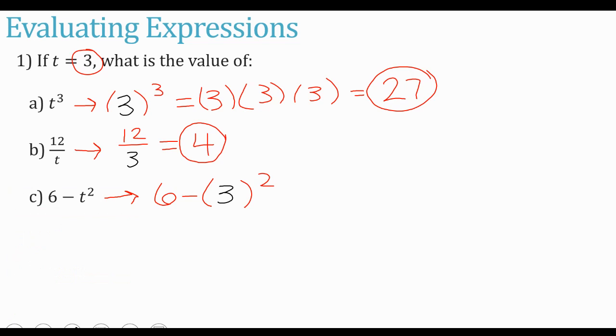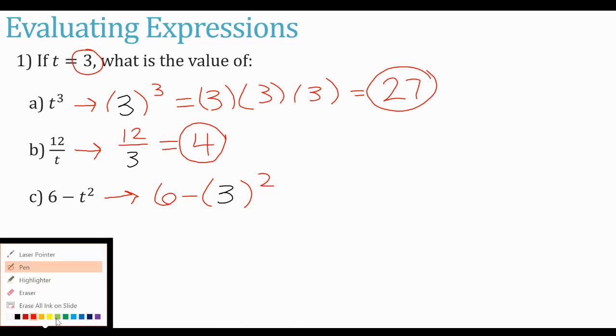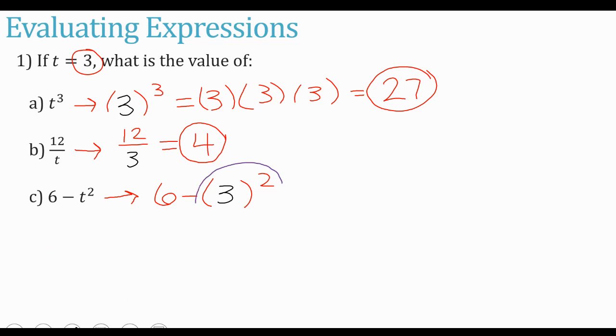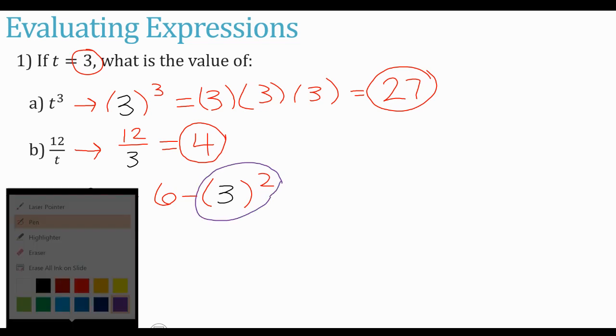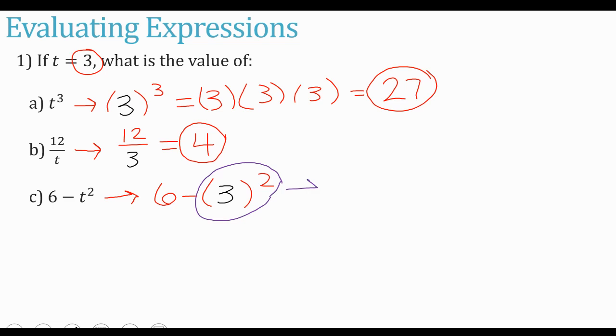So we have 6 minus, I'm going to put 3 in a different color, squared. Now here we're going to do the order of operations first. So inside the parentheses, there's nothing we can do. So then the next step is exponents. So we're going to evaluate this exponent 3 squared, which is 3 times 3, which is 9. So I'm going to rewrite this over here. 6 minus 9. Okay. And then 6 minus 9 is equal to negative 3.